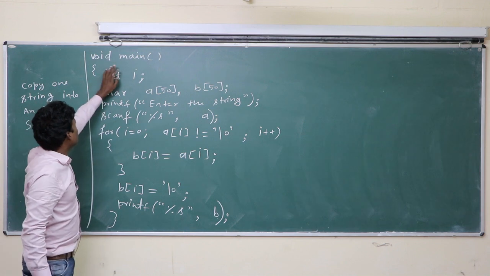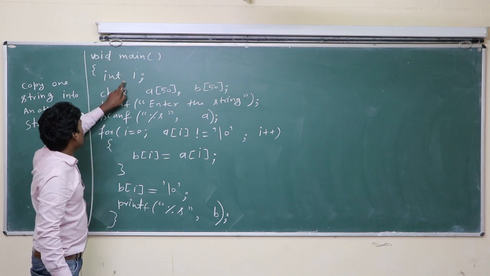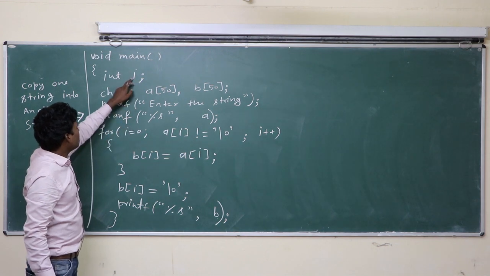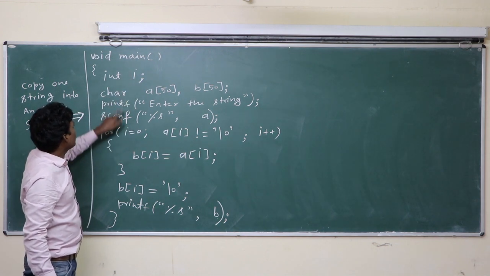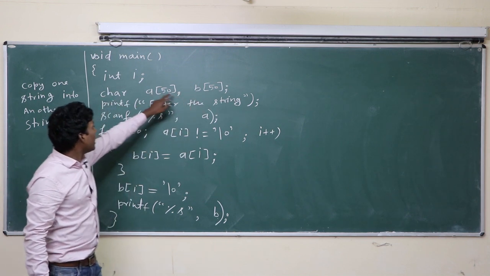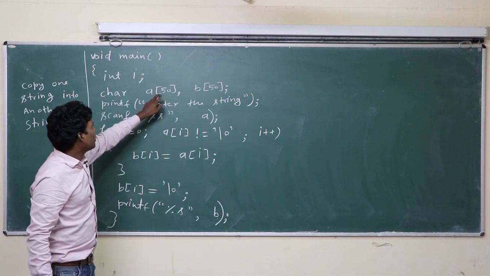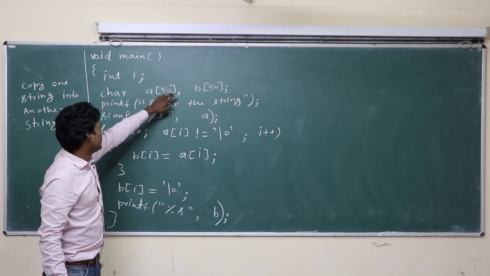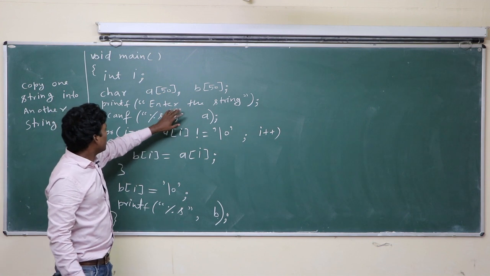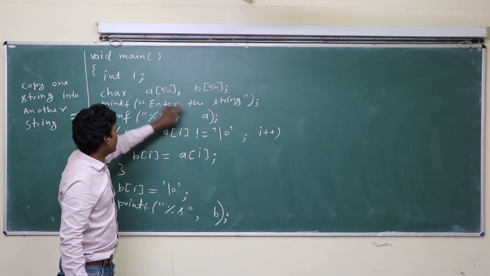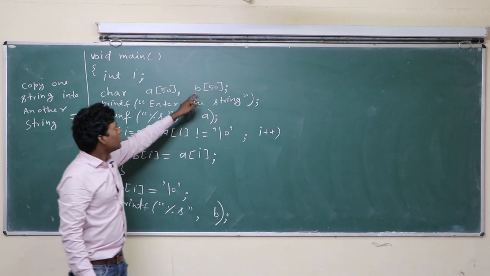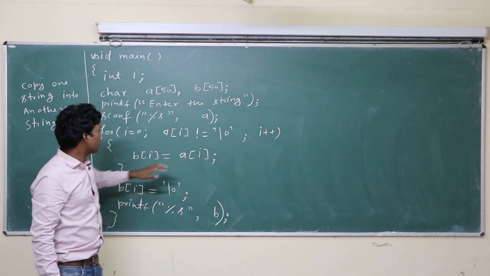Here class, program execution starts from main, control goes to here. i is a variable declared here and used in for loop. char a of 50, b of 50. Here a and b both are strings declared here. Enter the string. So here you enter string A. Now A has something, but string B is still blank.